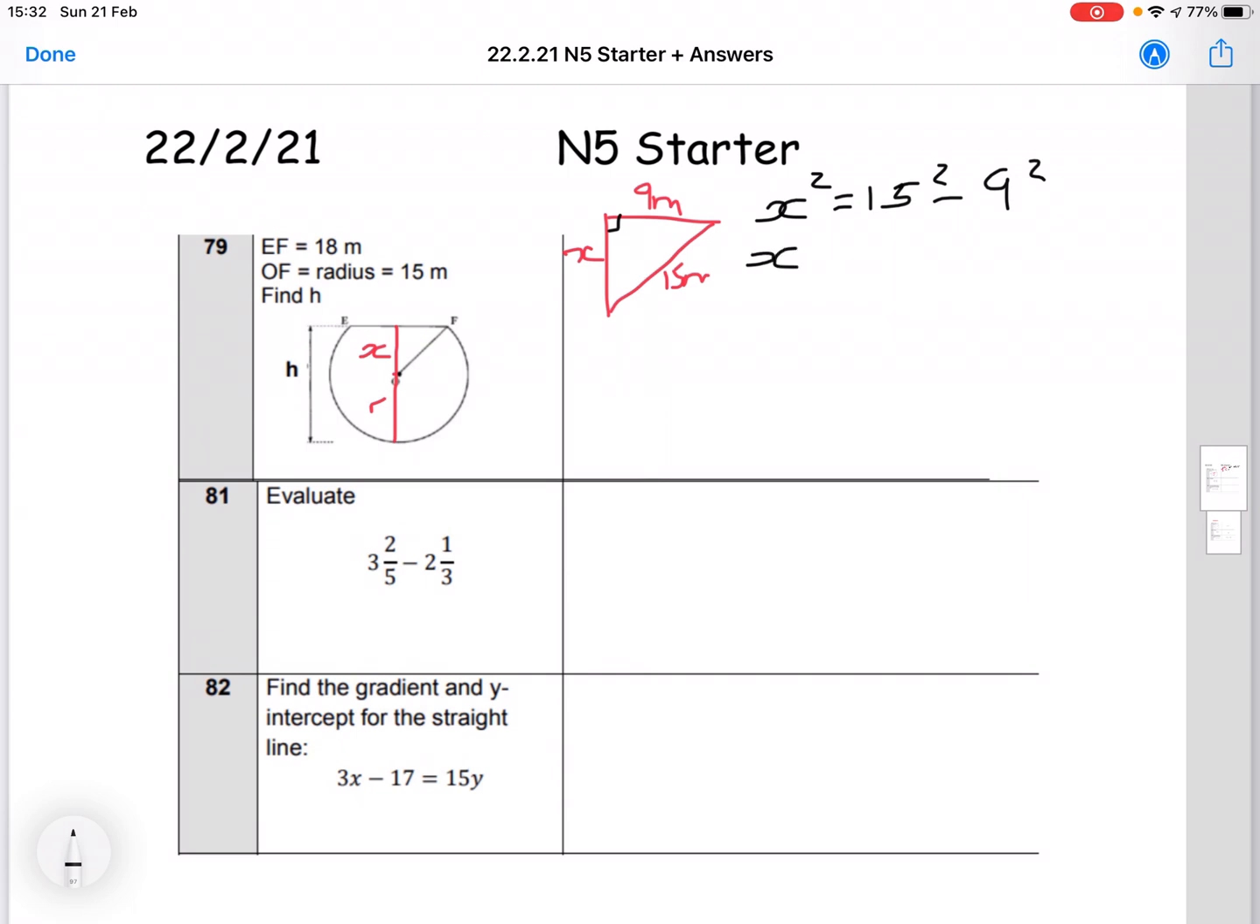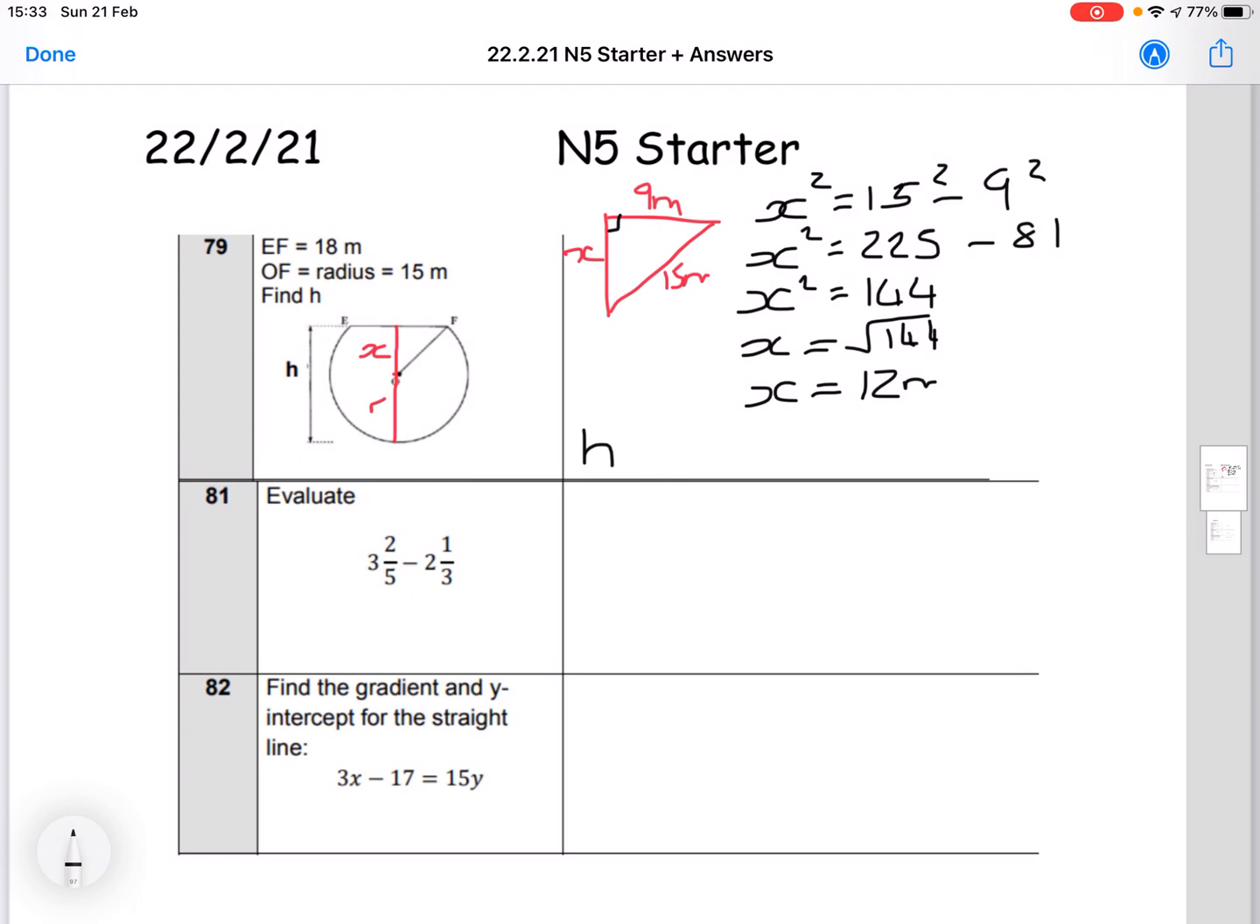So our next step here would be 15 squared is 225, 9 squared is 81. If we do that subtract, we're left with 144, and then the square root to get x would give us 12 metres. So the height here would be 12 metres plus 15, because that's the other part of this line. So 12 plus 15, so 27 metres is the total height.